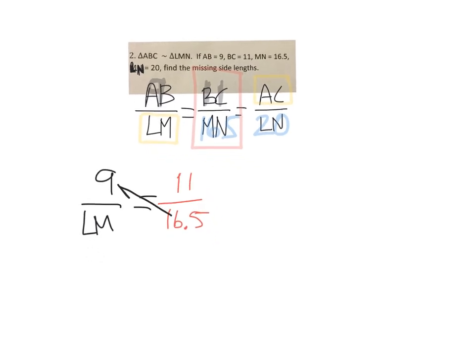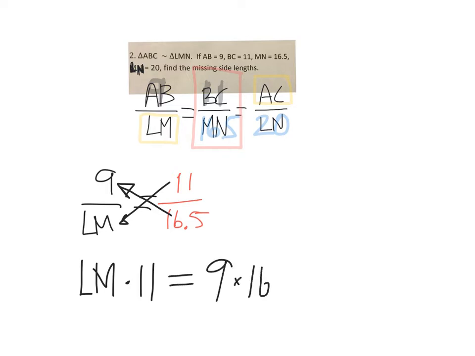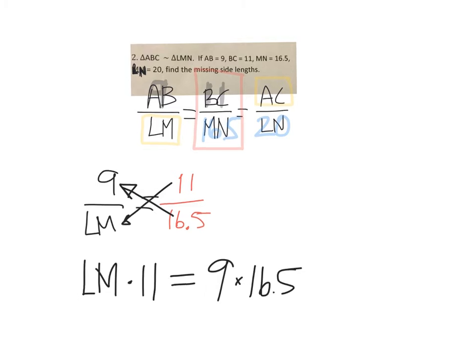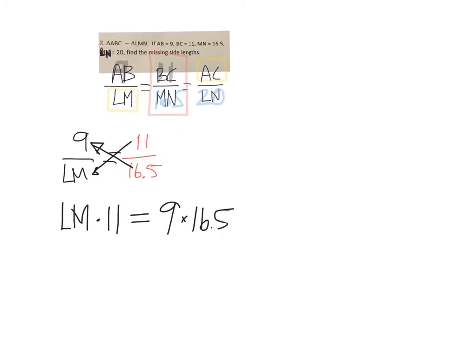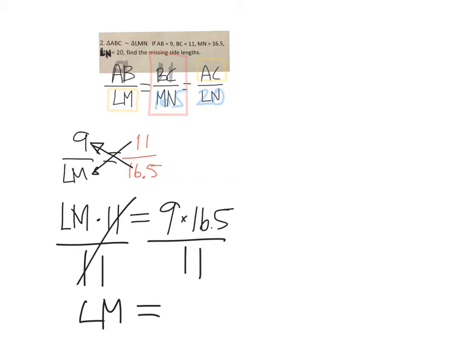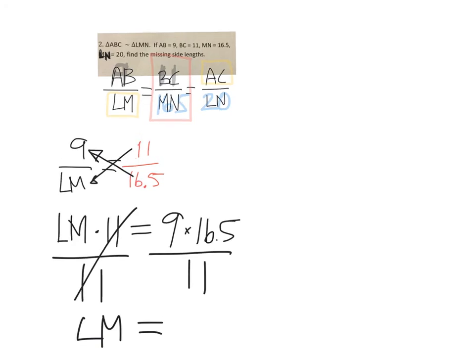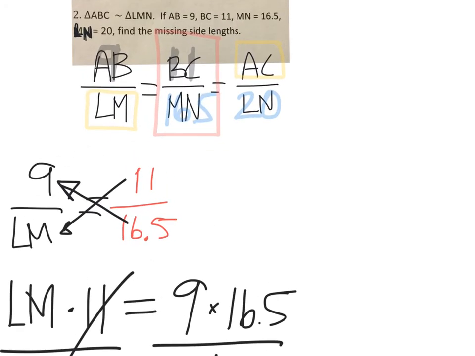So I solve by cross multiplying. So LM times 11 equals 9 times 16.5. Okay, unfortunately, I don't have a calculator with me right now, so I'm just going to leave it like that. I hope you have a calculator so that when you actually divide this out, we get a real answer for LM. But basically, those are the steps: set up that ratio, cross multiply, and divide.